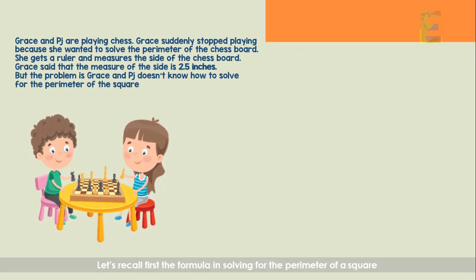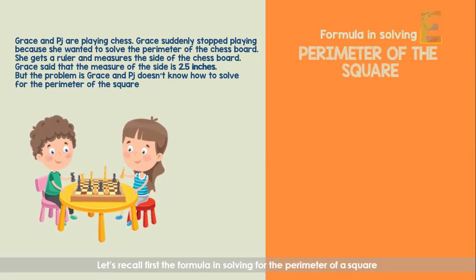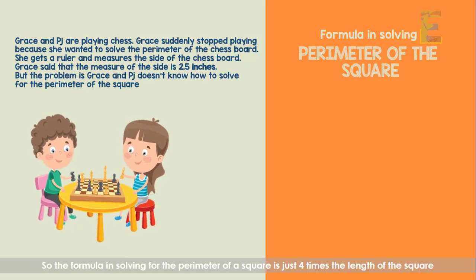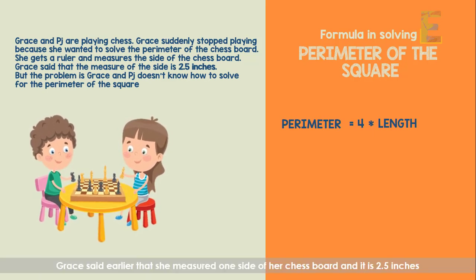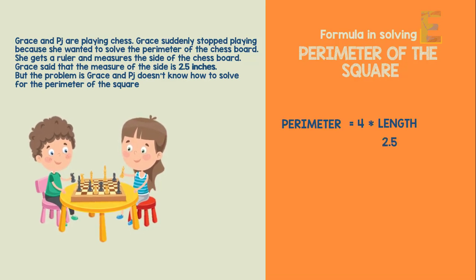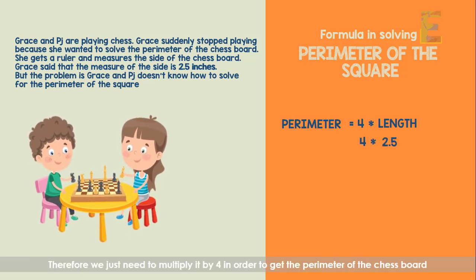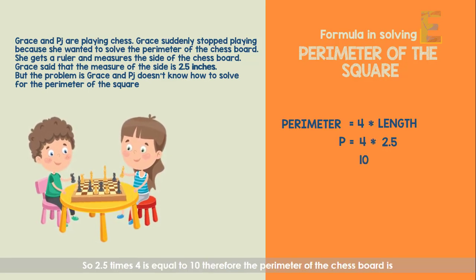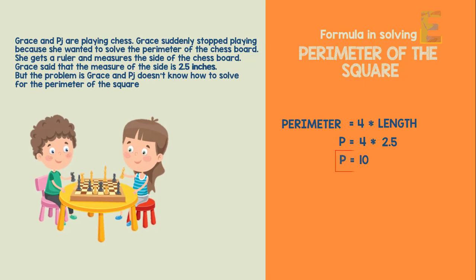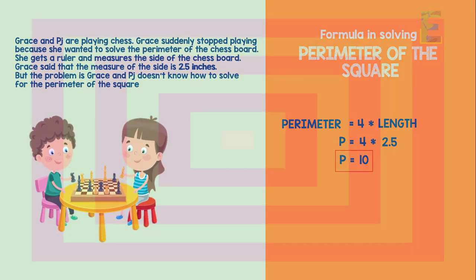Let's recall first the formula in solving for the perimeter of a square. The formula is just 4 times the length of the square. Grace said earlier that she measured one side of her chessboard and it is 2.5 inches. Therefore, we just need to multiply it by 4 in order to get the perimeter of the chessboard. So 2.5 times 4 is equal to 10. Therefore, the perimeter of the chessboard is 10 inches. Good job!